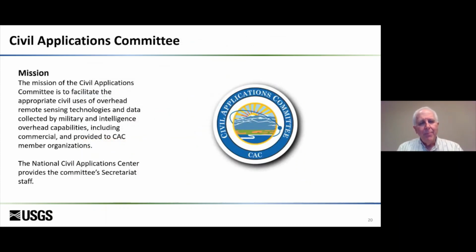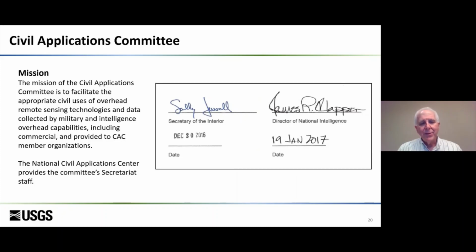So just a mission, I'm not going to read this word by word, but essentially what we now call the Civil Applications Committee is one of the functions that my office provides the Secretariat for, and that committee is to provide the necessary oversight and facilitation of when federal civil agencies use the military and intelligence community's remote sensing capabilities. So that committee, as I mentioned, is up and running, chaired by the USGS director. The charter was the most recent charter signed by the Secretary of Interior and the Director of National Intelligence.